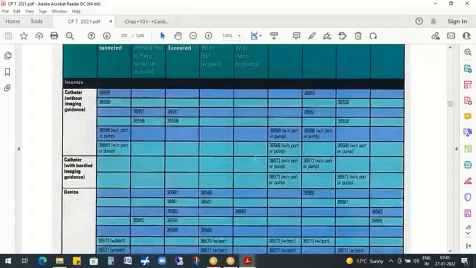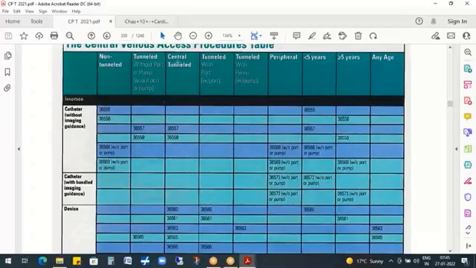The table. If it is centrally inserted, two codes. What are the two codes? 36557, 558, if catheter without guidance. If it is non-tunneled, 36555, 36556. Understood now, everyone? This table is also useful for you to rule out the options very fast.